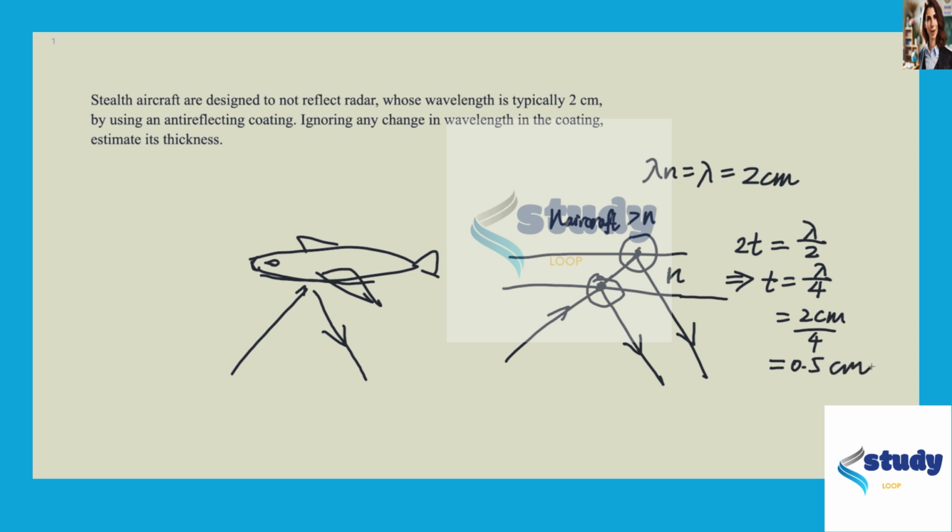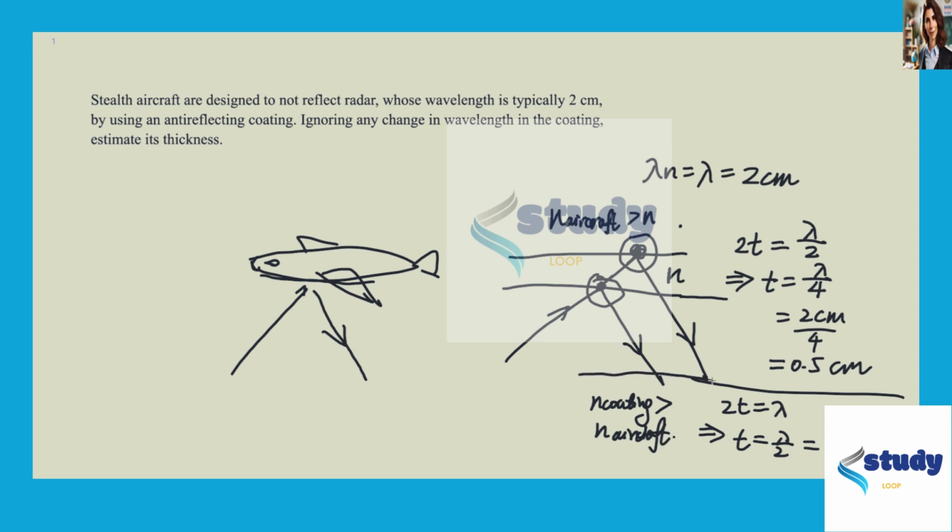And if it turns out that the coating has a higher refractive index than the aircraft, then we actually have 2t equals lambda, and that would give us t equals half of lambda equals 1 centimeter. That is if n coating is larger than n aircraft. So you can either have a centimeter of coating, or maybe you can have no coating at all, or a super thin layer of coating, because when m equals 0, it will also be a destructive interference in this case.